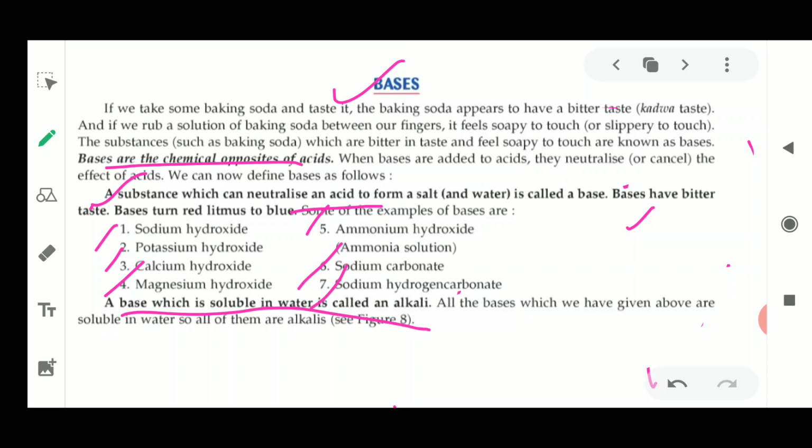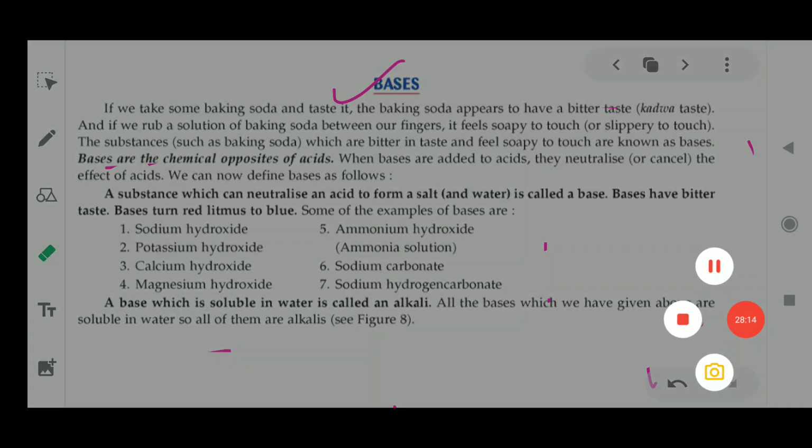Now all these bases which are given above are soluble in water, and all of them are known as alkalis. Why? Because they are soluble in water. So what are bases? Bases are substances which are bitter in taste, turn red litmus blue, and are soapy to touch. But if these bases are soluble in water, they are known as alkalis. All these bases written here as examples are alkalis because they are soluble in water. Fine, so this was about bases.